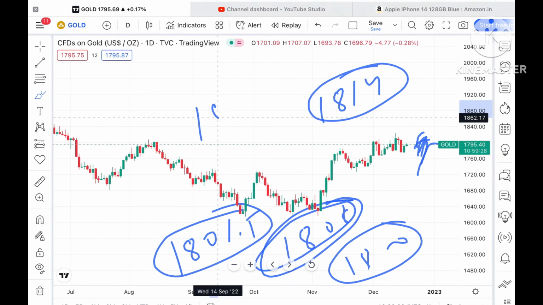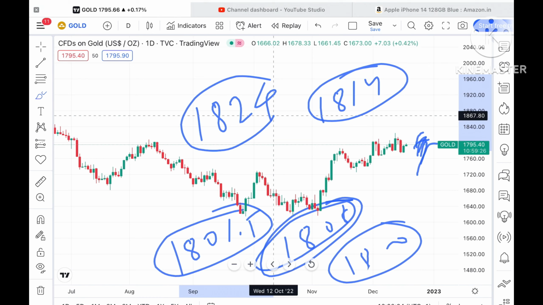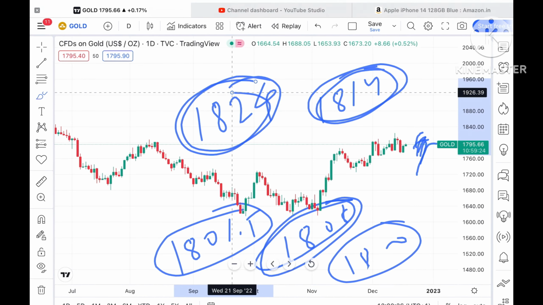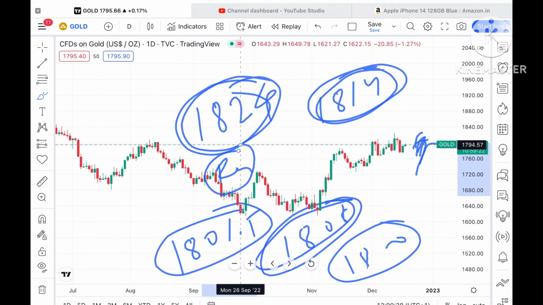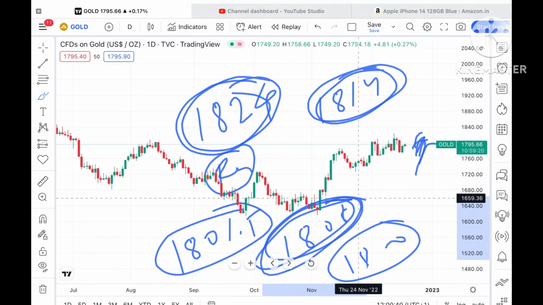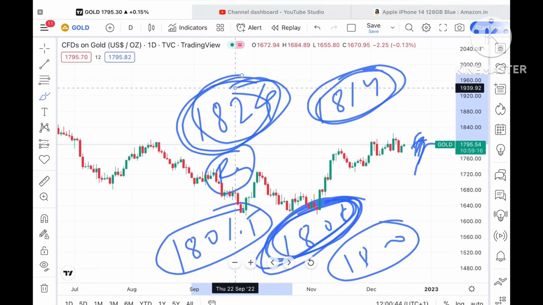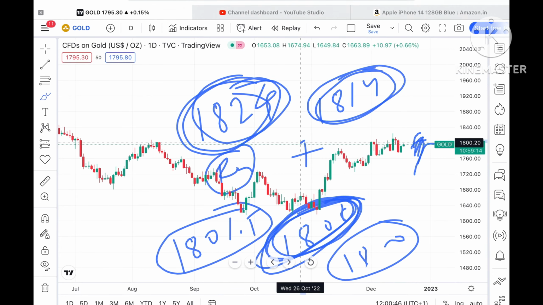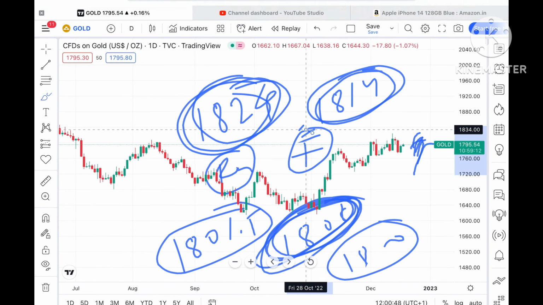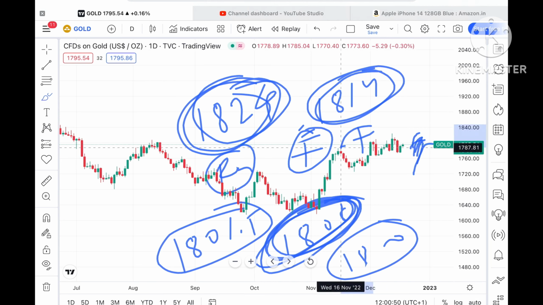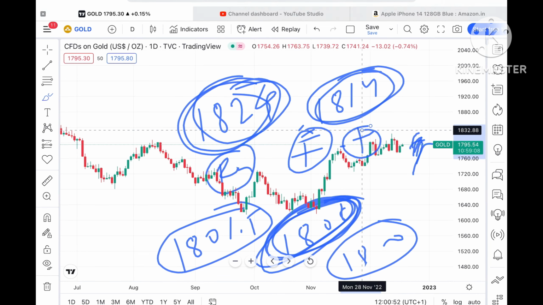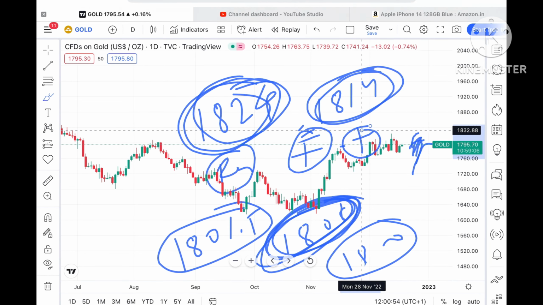Then it can touch a level of around 1824. This 1814 and 1824 is again a weak resistance, so chances of moving further up are there. Keep this in mind: if the price sustains this level, the probability of touching 1824 is on a higher side, but you have to keep on trailing your SL. And understand something, if you are in profit, never let that go into loss.